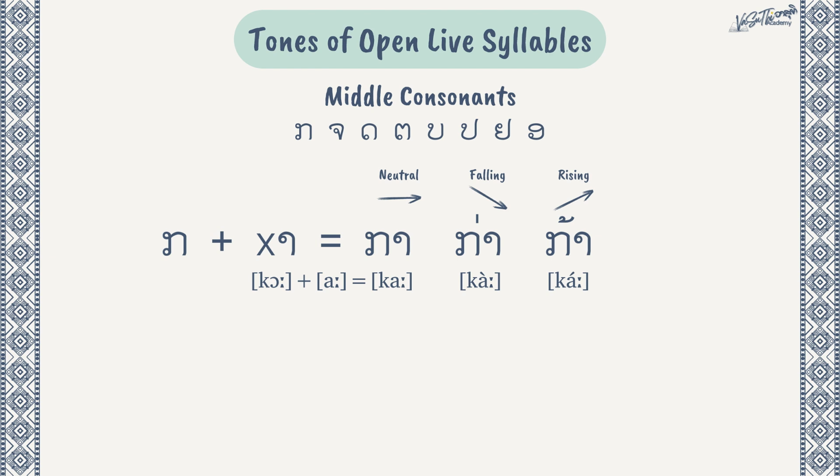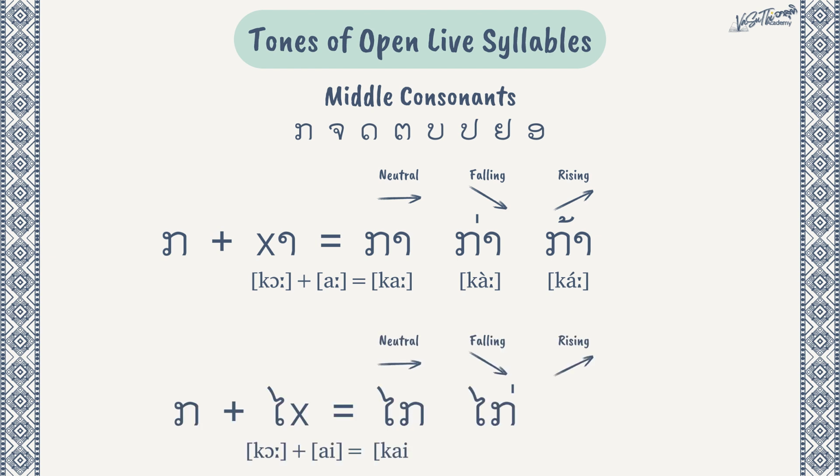With accent 1, the tone of the syllable is falling. With accent 2, the tone of the syllable is rising. The same tones apply to syllables with a special vowel.